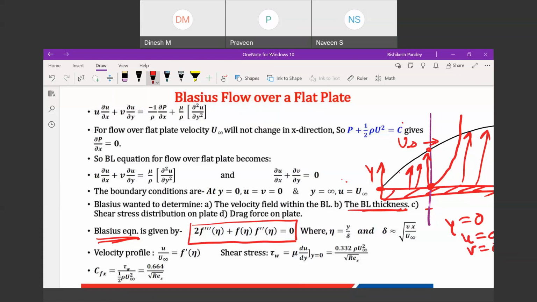Because sometimes they directly ask questions from GATE. Sometimes, not always. It is your luck only.